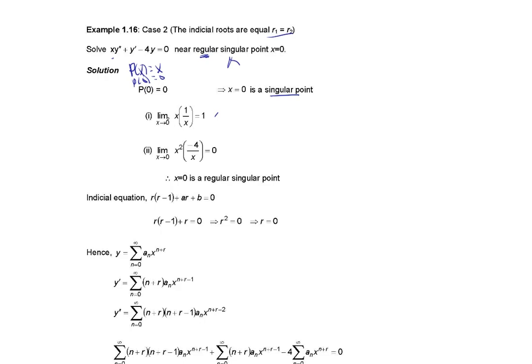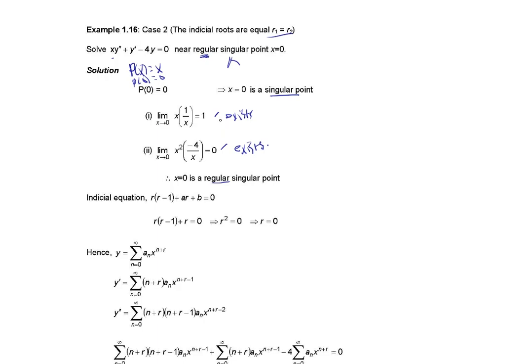And we want to show that this is regular, so we have to use these two limits. The limit of x q over p gives us 1, so therefore this limit exists. And the limit of x squared times q over p gives us 0, so therefore this also exists. Hence we can say that x equals 0 is a regular singular point.